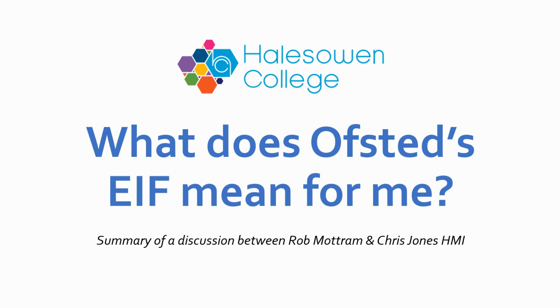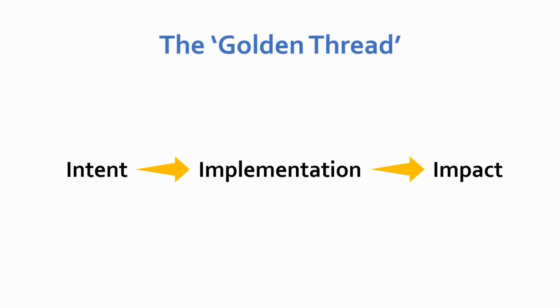Hi folks, this video is going to summarise the discussion between Rob Mottram and Chris Jones, the Ofsted inspector. We've called it "What does Ofsted's IF mean for me?" And although we don't do what we do merely to satisfy Ofsted, we do want to be acknowledged for the work that we put in. So drawing on that discussion and looking at the IF, what do we need to know? What are the implications for us as teachers at the chalk face?